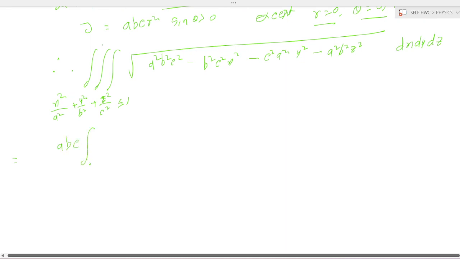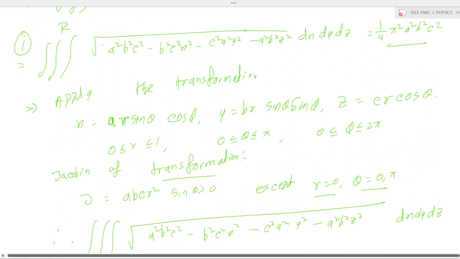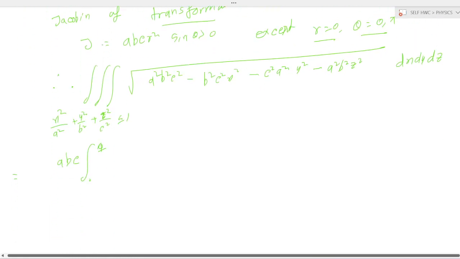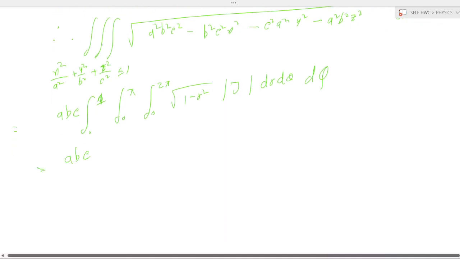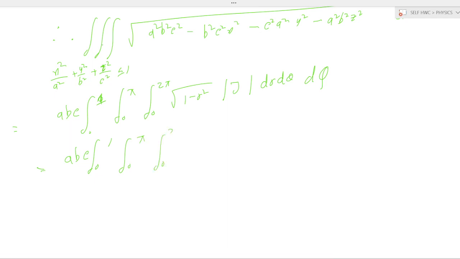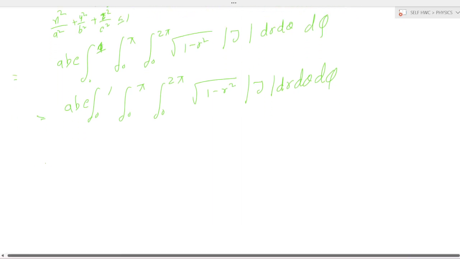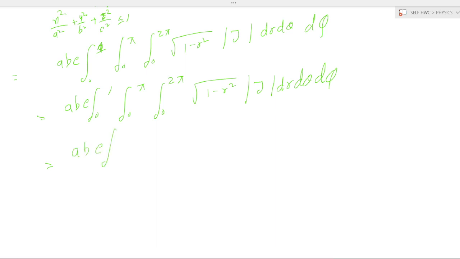abc times the integral over the boundary 0 to 1, 0 to pi, and 0 to 2 pi, of root over 1 minus r square times the Jacobian, dr d theta d phi. That is equal to abc, integral 0 to 1, 0 to pi, 0 to 2 pi, root over 1 minus r square into abc r square sine theta, dr d theta d phi.